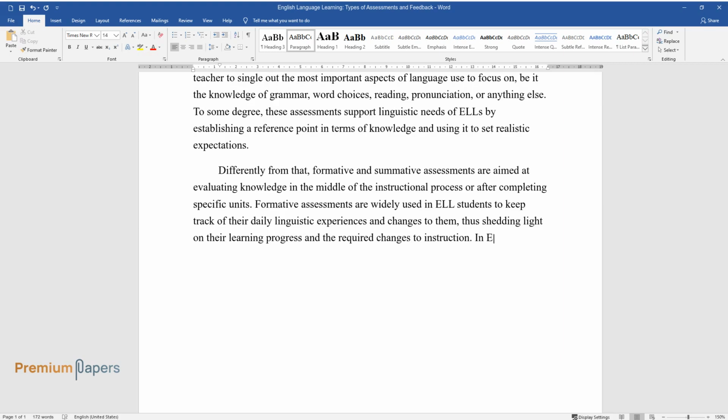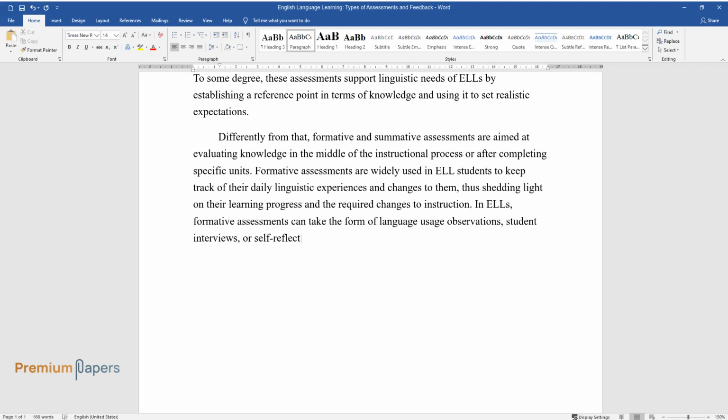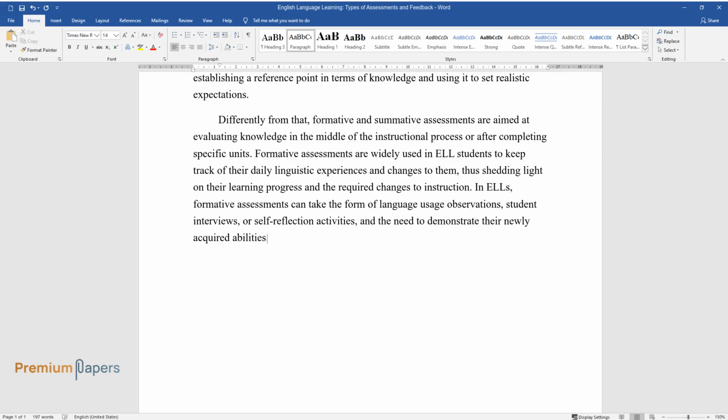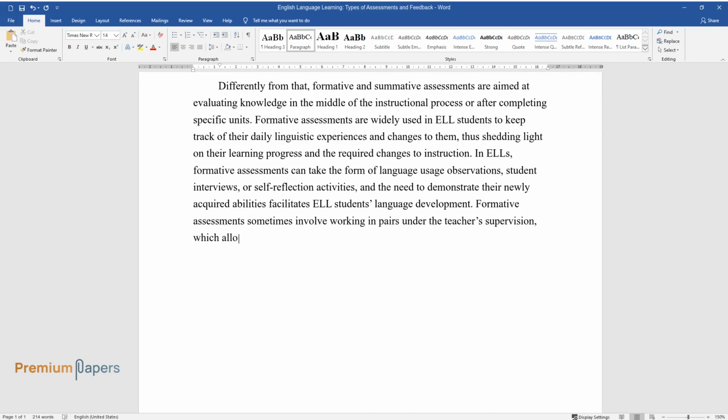In ELLs, formative assessments can take the form of language usage observations, student interviews, or self-reflection activities, and the need to demonstrate their newly acquired abilities facilitates ELL students' language development. Formative assessments sometimes involve working in pairs under the teacher's supervision, which allows ELL students to learn from peers.